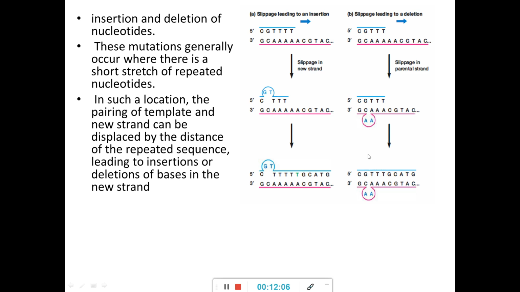So what we have to say is that the causes of spontaneous mutations are mainly tautomerism, and there could be errors during recombination or during the replication of the DNA. One reason is tautomerism, and the second one is the slippage of the nucleotide bases, which could lead to the insertion as well as the deletion of nucleotides. Hope this is clear to you.